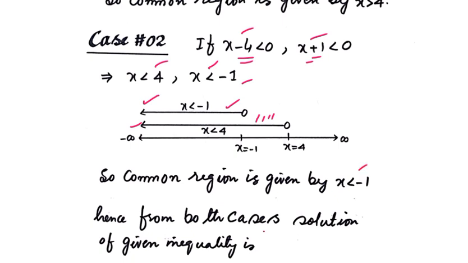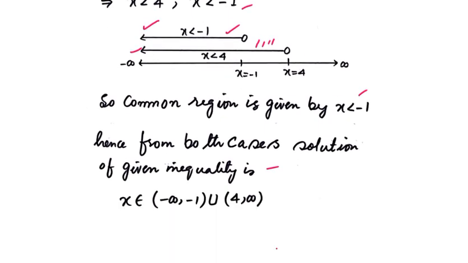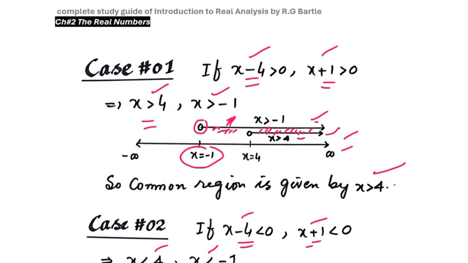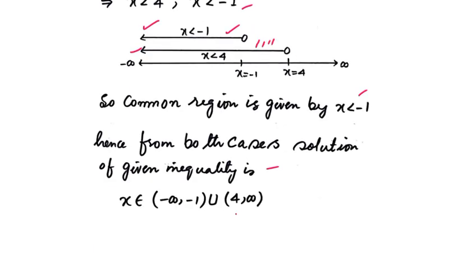Hence, from both cases, the solution of the given inequality is, in the first case, the solution region x greater than 4. X greater than 4 means all those values which are greater than 4, that is 4 to infinity. And here x less than minus 1 means all those values which are less than minus 1. So these are minus infinity to minus 1. So this is the union of two open intervals, minus infinity to minus 1, and 4 to infinity.